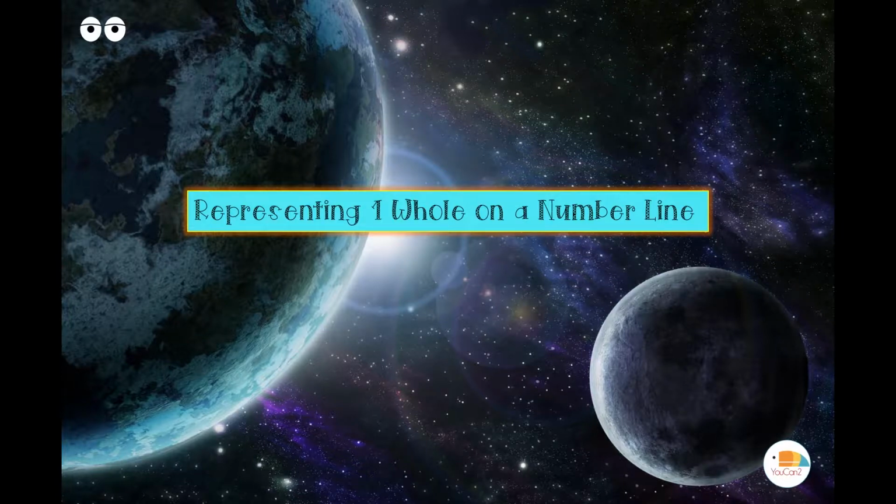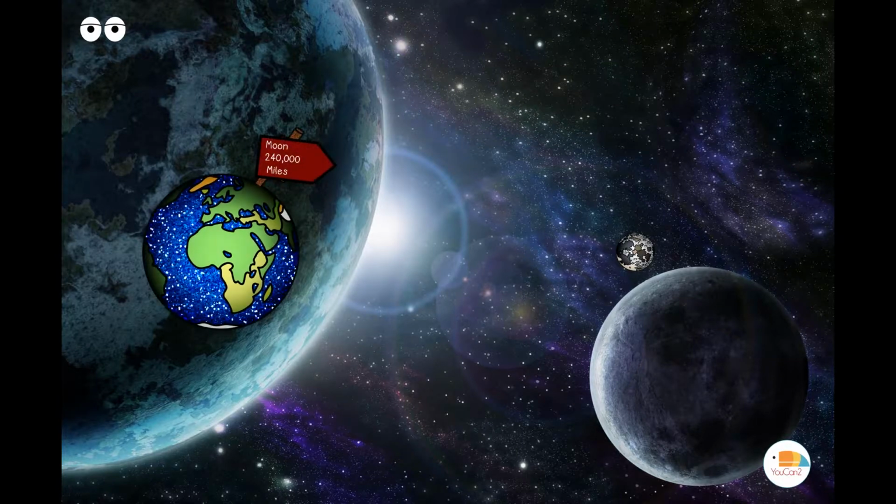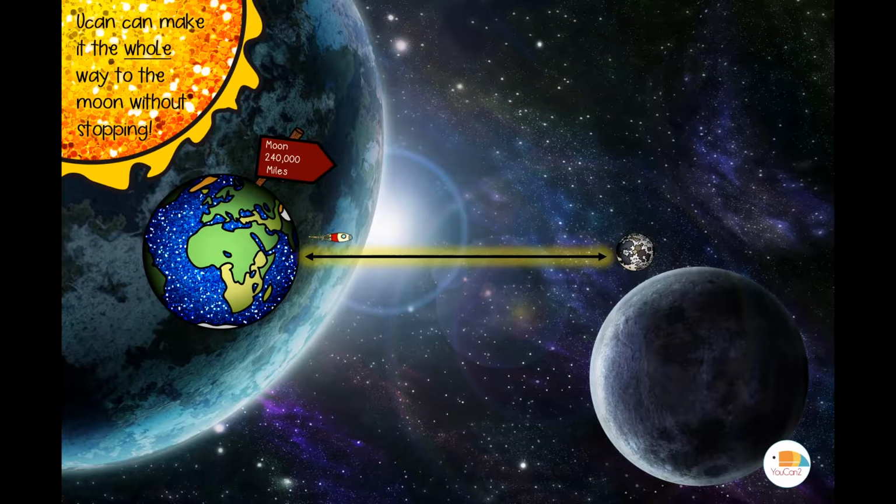Ucan, according to your itinerary here, let me just look at this very closely. You're going to be heading to the moon first. How far away is the moon anyways? Looks like it's 240,000 miles away from Earth. But the good news is you're going to be able to make it the whole way to the moon without stopping. You won't need to gas up.